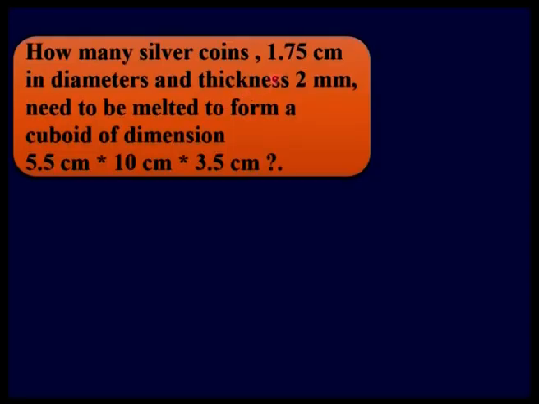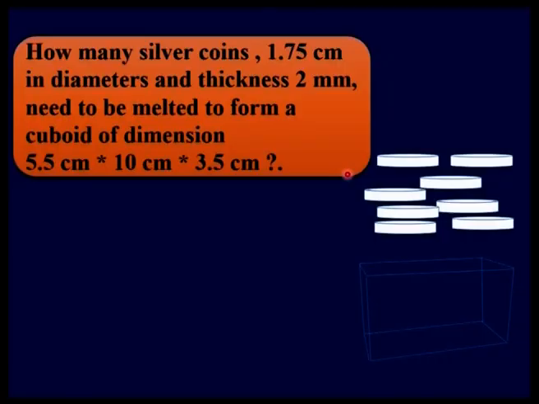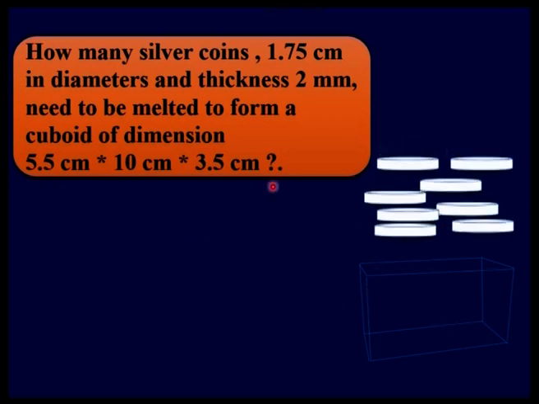Now, how many silver coins? 1.75 centimeter is the diameter and the thickness is 2 millimeter. Need to melt it to form a cuboid of dimensions 5.5 centimeter, 10 centimeter, 3.5 centimeter. Now, children, these are the silver coins. Name the shape of the coin. Yes, the coin is in the shape of a cylinder. The thickness and the diameter are given. The diameter is 1.75 centimeter. Thickness means nothing but the height of the cylinder, given as 2 millimeter. And these coins are melted to form a cuboid of these dimensions.